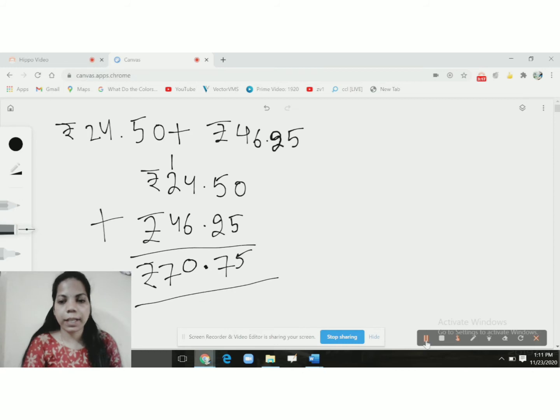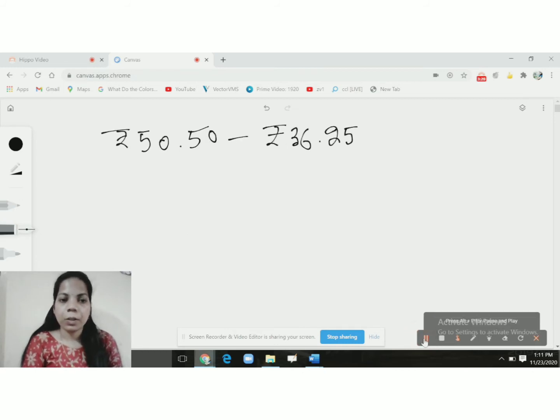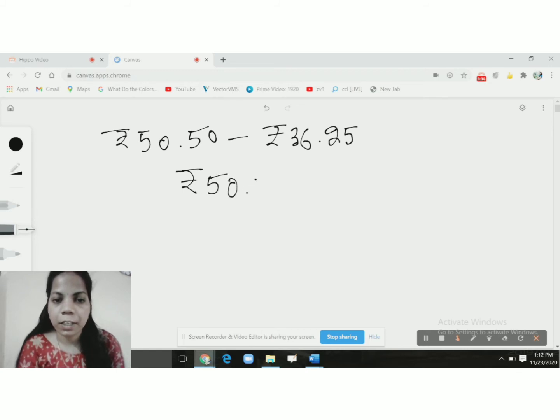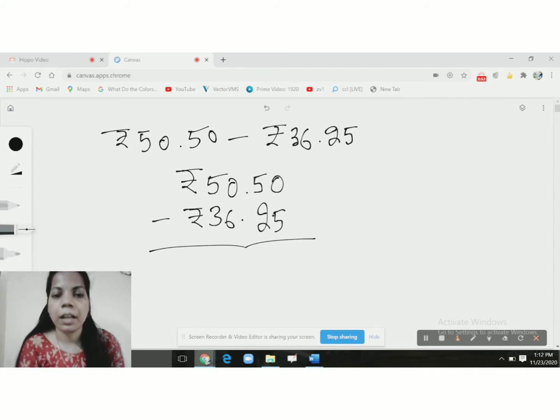Now let us see how we can subtract money. 50 rupees, 50 paise minus 36 rupees, 25 paise. So first we need to write money amounts one below the other as we did for addition. 50 rupees, 50 paise minus 36 rupees, 25 paise, taking care that the decimal should lie exactly one below the other. Now we have to subtract as we subtract for other normal numbers.